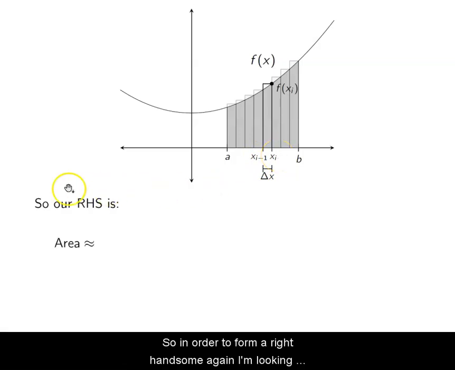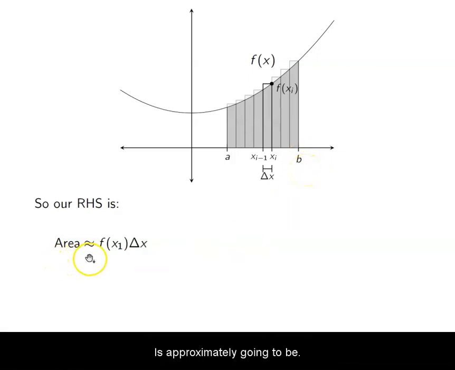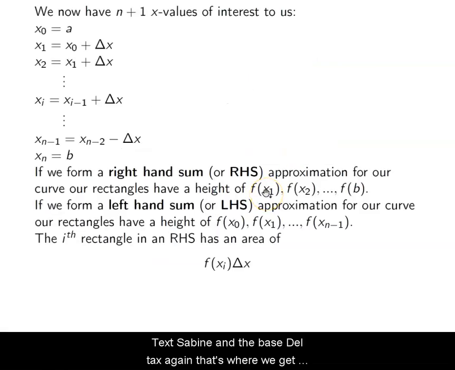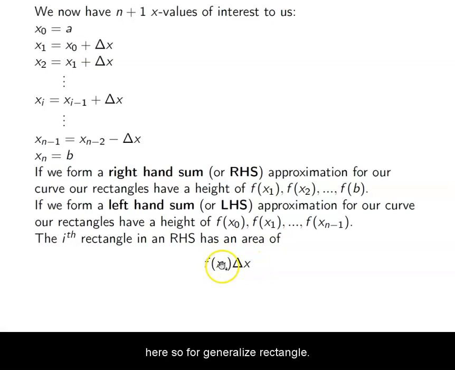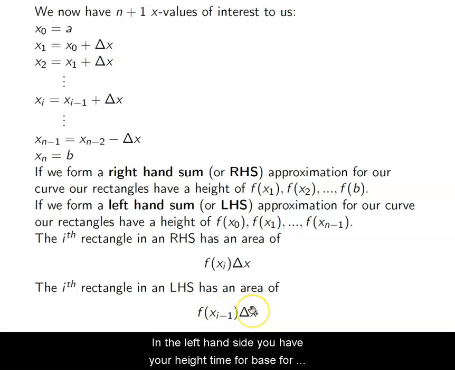Okay. So in order to form a right-hand sum, again, I'm looking at all the right-hand sides. So x1, x2, x3, x4, x5, all the way up to b. It's approximately going to be the height, which is my function value, times the base, right? Every area is base times height. So the height is the function being evaluated at that point, x sub i, and the base is delta x. So for a generalized rectangle, you have your height times your base. On the left-hand side, you also have your height times your base for an area.